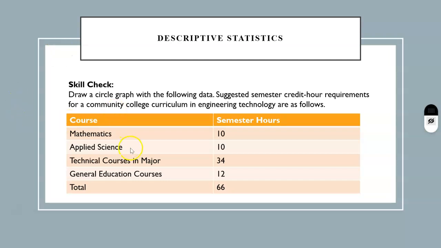Now to plot this one, we have been given the credit hour requirements for a community college curriculum in engineering technology, as follows: mathematics 10 semester hours, applied science, technical courses in major, and general education courses. All semester hours and the total semester hours are mentioned. So you can find out how many hours out of the total are for mathematics. How we can find that is 10 over 66.